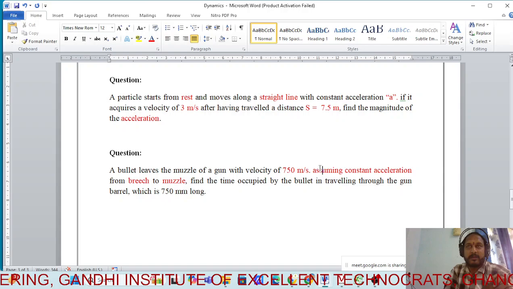When you are firing the bullet, actually the bullet was there on the breech. When you fire it, it comes out from the muzzle of the gun. So inside, the bullet is traveling some distance or not? That is called the barrel of the gun. The barrel of the gun means the long pipe through which the bullet is traveling. So what is the length of that barrel? 750 mm.